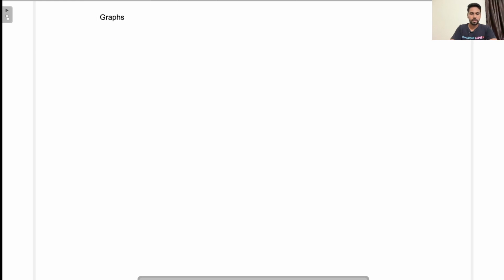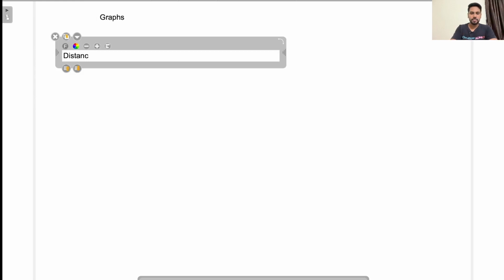So now let me screen share. Talking about graphs of motion, there are two types of graph. One is known as the distance time graph, and there is a variant of it, something very look-alike, called the displacement time graph.